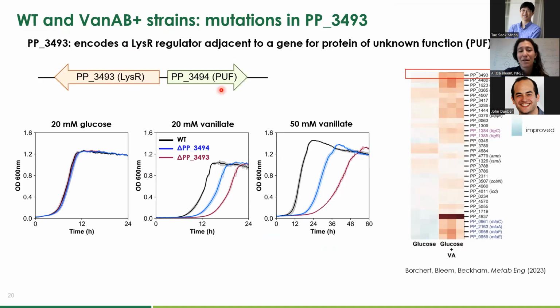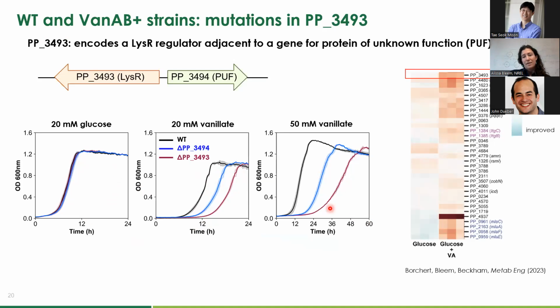Unfortunately, PP3494 is a PUF. It's a protein of unknown function. So we really don't know what this gene is doing. But what we do know is that knocking out both the regulator and the PUF is bad for growth on vanillate. So here I have plots for growth of these knockouts on glucose. Everybody's happy. But on increasing concentrations of vanillate, knocking out the PUF in blue or the regulator in maroon is bad. And since knocking out the regulator is actually more detrimental than just knocking out the PUF, that indicates that this regulator has influence on proteins besides just its adjacent one.